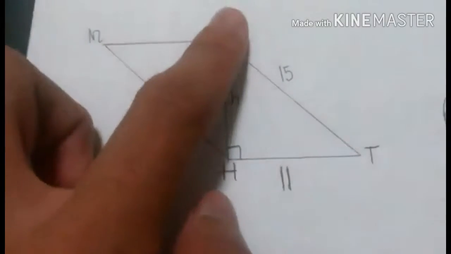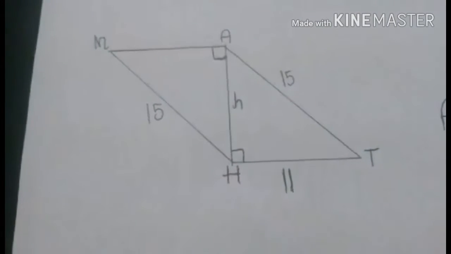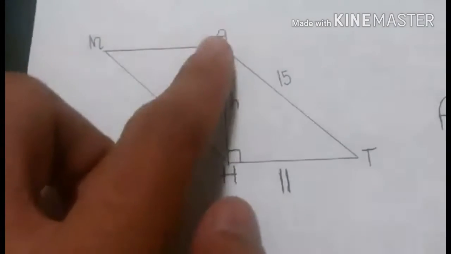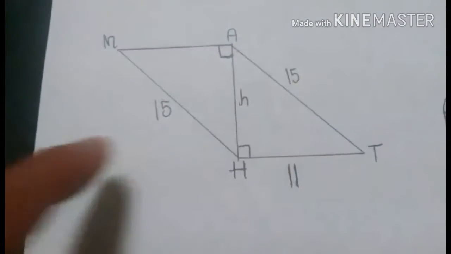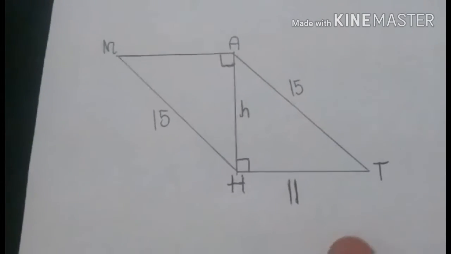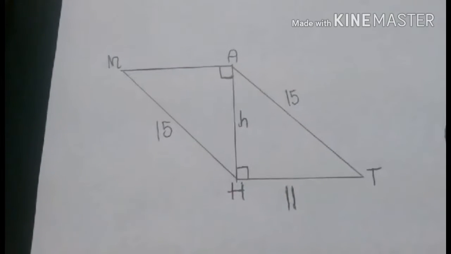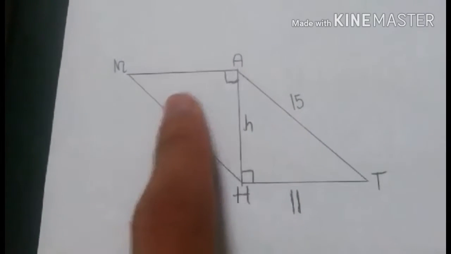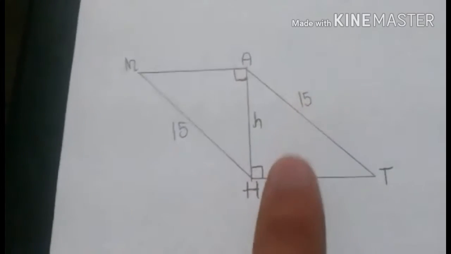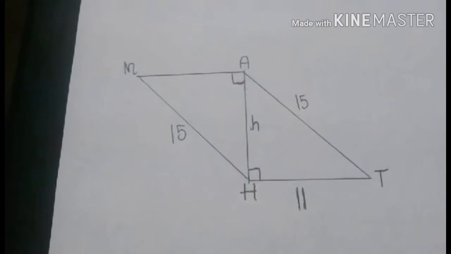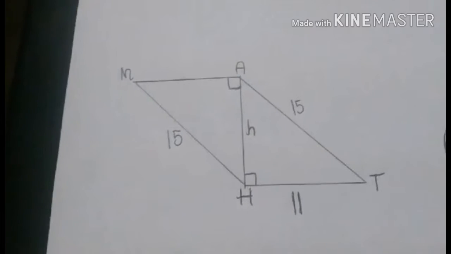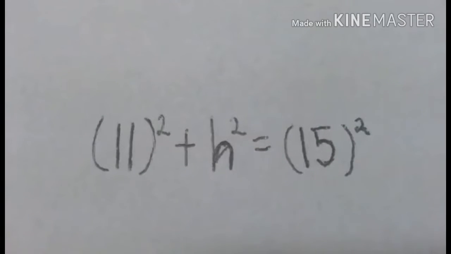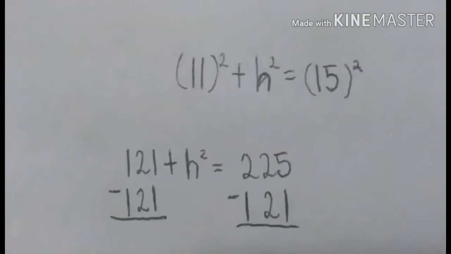To find the value of h, let's use the right triangle AHT, or the right side of the figure. One of the sides has a length of 11, and since the opposite sides of a parallelogram are congruent, the hypotenuse of the right triangle must have a length of 15. Now we can use the Pythagorean theorem: 11 squared plus h squared equals 15 squared.